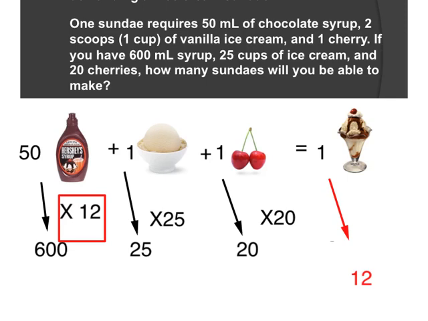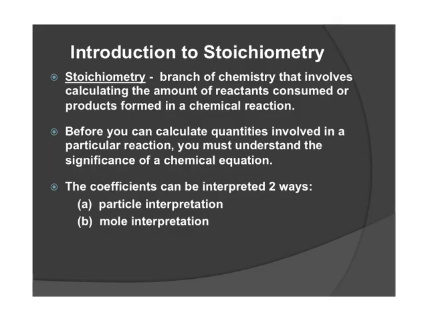So this is what we're going to do now. How much do I have versus how much will I be able to make? That's what stoichiometry is all about. Okay, so your little visual there with the 50 mils of syrup and the 1 cup of ice cream should get you to thinking that whatever we're looking at now is all about how much we're putting in and getting out. Well, you're right. Stoichiometry is the branch of chemistry that involves calculating the amount of reactants consumed or products formed in a chemical reaction. So you're on your notes now. You're filling that in.